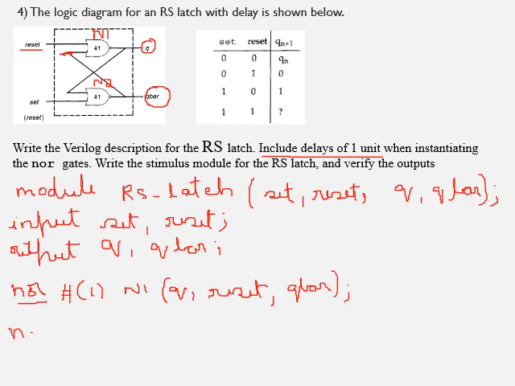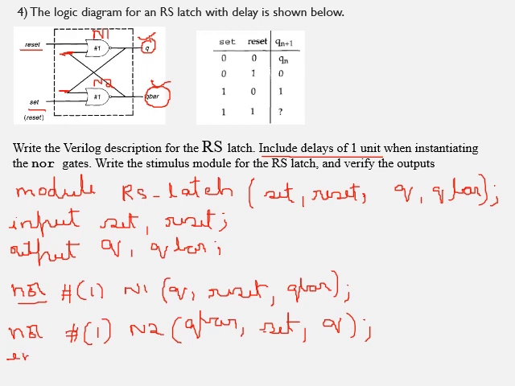Next up, instantiate the NOR gate once again with the delay of 1 unit. The instance label is N2. Output is Q bar. Input is set. And the other input here is Q. End module. So this is the Verilog description of the logic diagram that is given here for the RS latch.